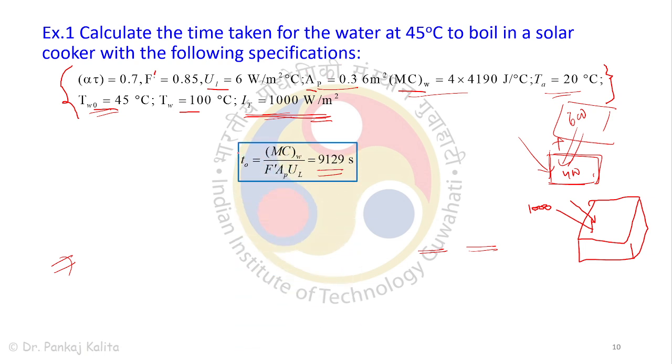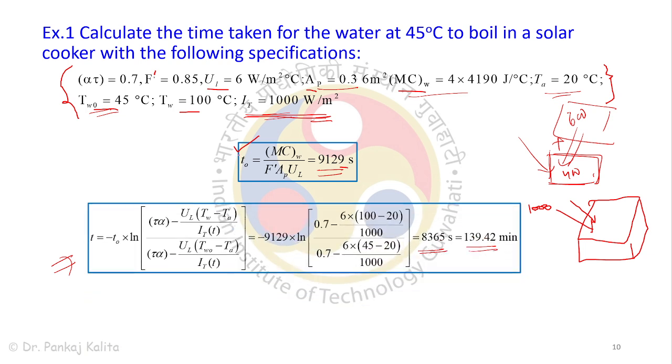So first we'll calculate the time constant, right? Which is your MC, your mass into specific heat capacity of water, upon your collector efficiency factor into area into your overall heat loss coefficient. After calculating that, we can put it back into the equation, and we can calculate how much time is actually required to heat the water to 45 degrees Celsius in your solar cooker with the given specification and given irradiance condition.